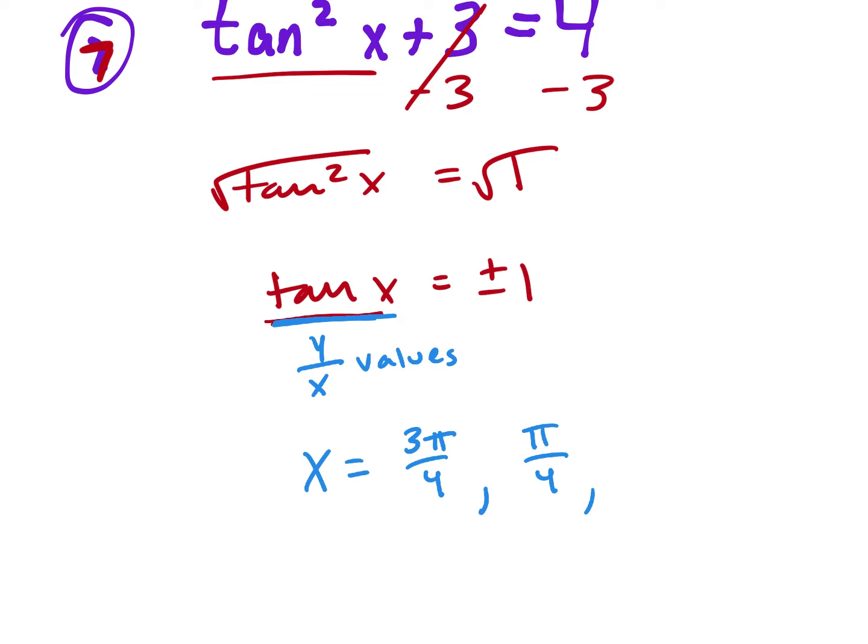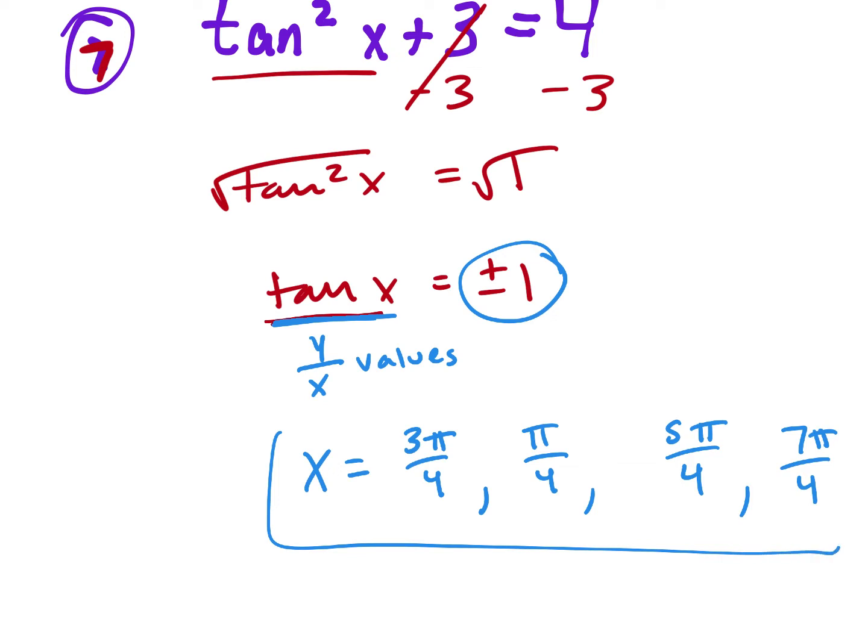Pi over 4, 3 pi over 4, no, 5 pi over 4, and 7 pi over 4. So it's plus or minus 1. Yeah, because it's plus or minus 1. So we're looking for the positive 1 and the negative 1. So these are our 4 answers.